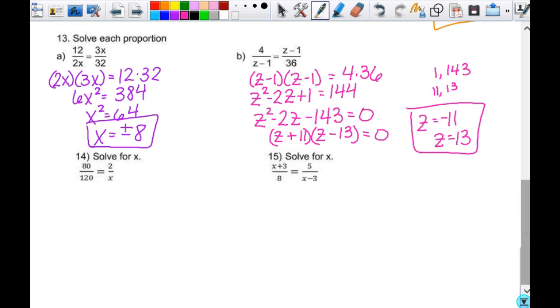All right. Here, cross multiply. 80 times x is 80x. That's equal to 2 times 120, which is 240. So x equals 3.